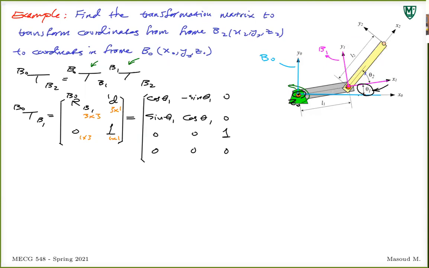Remember, this is the origin of B1. You can think of it as O1. What was D1? D1 was representing the position of the origin of the second frame. You can think of it as the body frame, in this case B1, in the original frame, B naught. So what is D1 here?